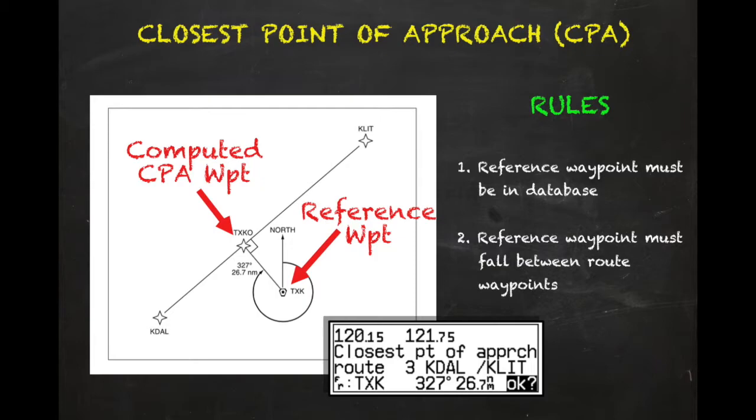The rules are simple. The CPA must reference a valid waypoint in the database, and the waypoint must fall between waypoints in your route. In the example shown, we want to find a CPA waypoint between KLIT and KDAL. Using the TXK VOR as a reference waypoint, the 300XL will automatically compute the CPA waypoint and add it to your route as shown. Let's see how the process works on the actual unit.